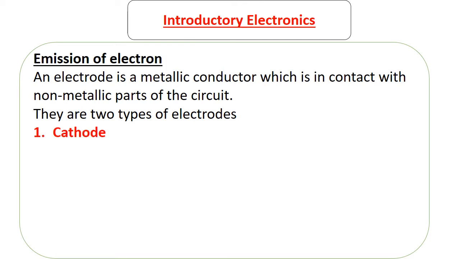There is what is called a cathode. A cathode is a negatively charged electrode, or an electrode that is negative is called a cathode. Remember, any circuit has a positive side and a negative side. So the part that is negative is called a cathode. Then the anode is the positive part.